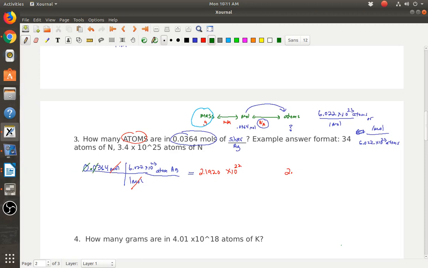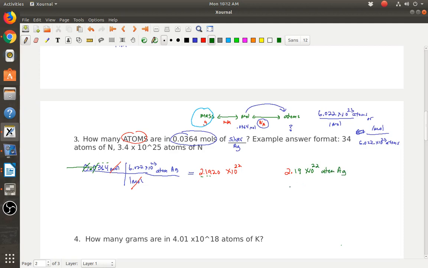So the decimal point is present, so you come from the Pacific. You have 1, 2, 3 sig figs. So I need 1, 2, 3. So this is 2.19 times 10 to the 22 atoms of silver.